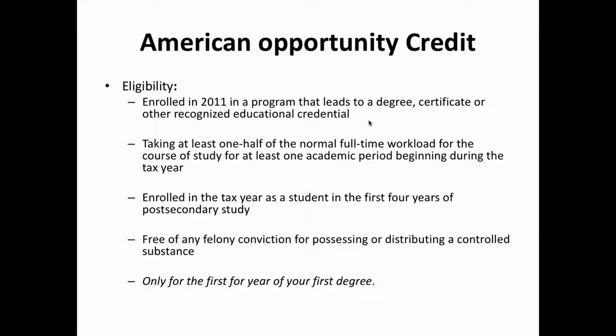Perfect. Let's talk about the first credit, American Opportunity Credit. How do you qualify? What's the eligibility for it? I want you to disregard the year here, let's say 2017. Disregard the year. In order for anyone or your client to qualify, you've got to be enrolled in a program that leads to a degree. Is it a technical degree, a 2-year degree, an associate's degree, a bachelor's degree?